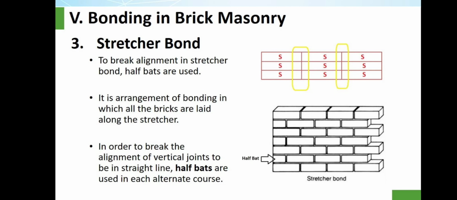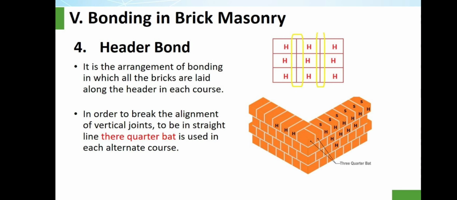Third, stretcher bond. It is an arrangement of bonding in which all the bricks are laid along the stretcher. In order to break the alignment of vertical joints from being in a straight line, half bats are used in each alternate course.